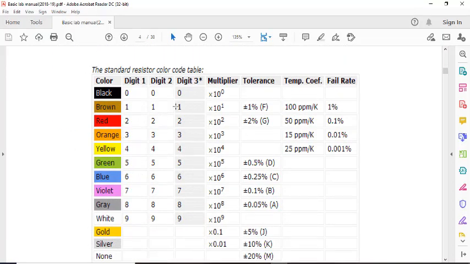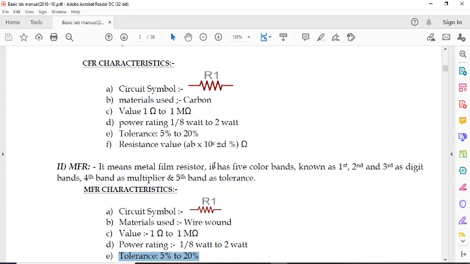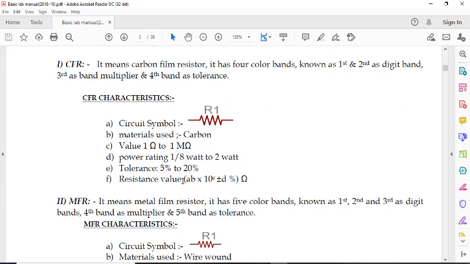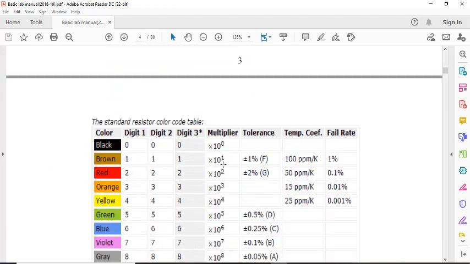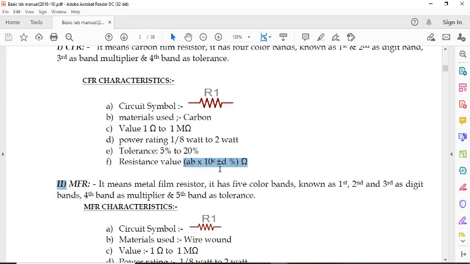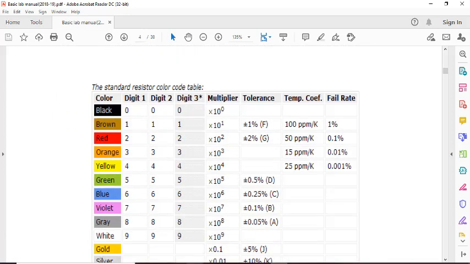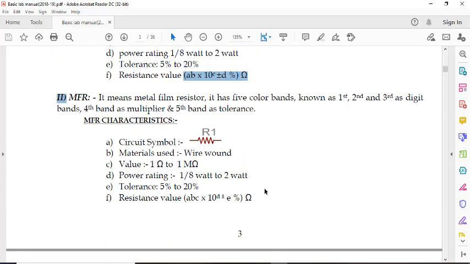This is the chart, you can take a screenshot. In the picture, starting with blue, that means 6, then blue again, 6, then brown: 6 6 times 10 to the power 1. For CFR this is the equation: the 2 color digits blue and blue, 6 6, then 10 to the power of the brown multiplier value 1, so 10 to the power 1, that means 660 plus minus 0.5%, because this is the green tolerance band, not 5%, 0.5%, a very small value.